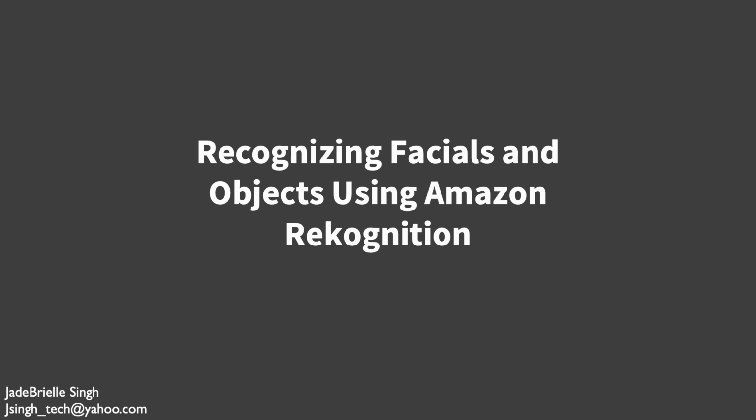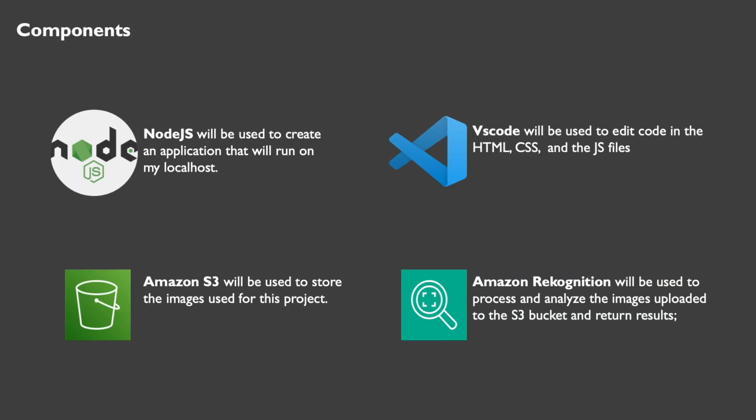In this video, I will be showing how to use Amazon Rekognition to recognize faces and objects. We will be using a few components for this project. Node.js will be used to create an application, Amazon S3 will be used to store the images, VS Code will be used to edit code, and Amazon Rekognition will be used to process and analyze the images uploaded.